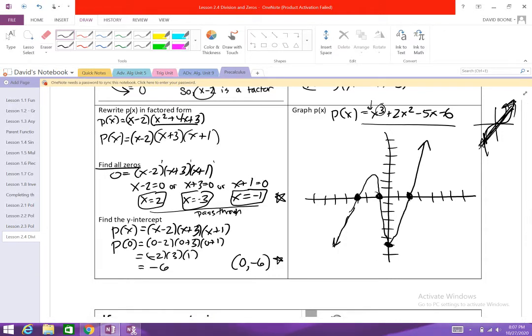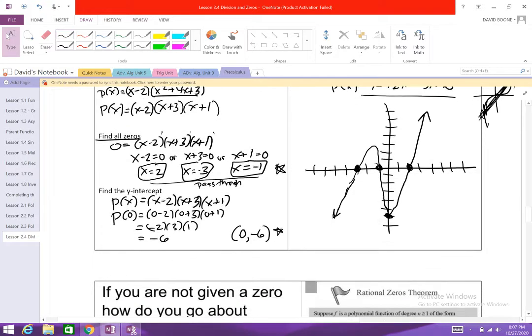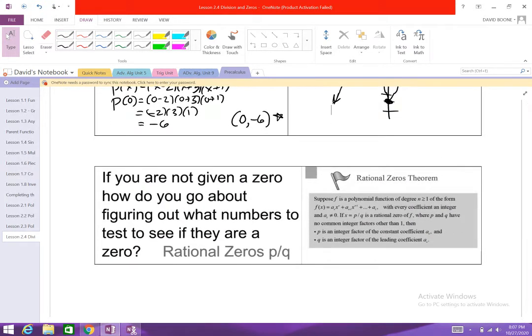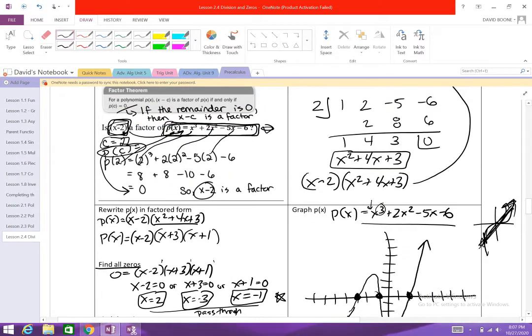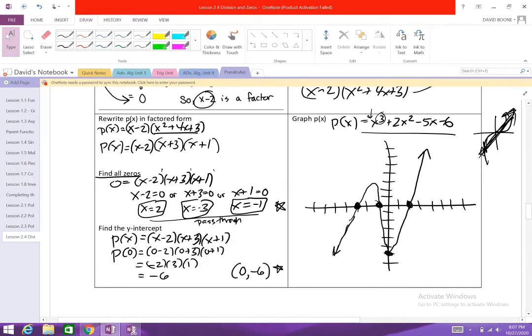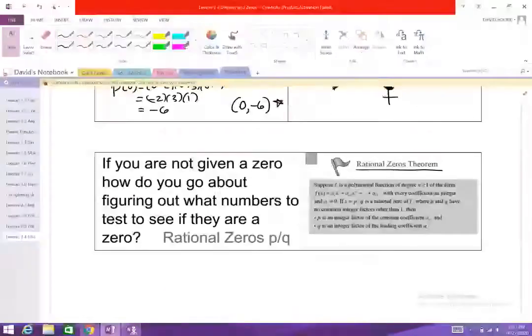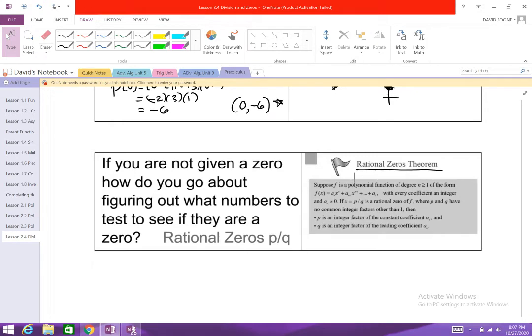All right, then we move on to our last concept in section 2.4, called the rational zeros theorem. It says, if you are not given a zero, in other words, like back up here, we were given this x minus 2 as a factor, so knowing that 2 would be a zero, we could find the other pieces. Well, what if you are not given a zero? How do you go about figuring out what numbers to test?